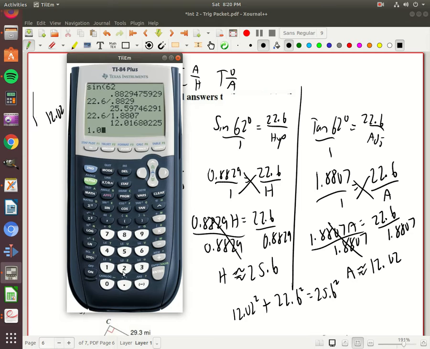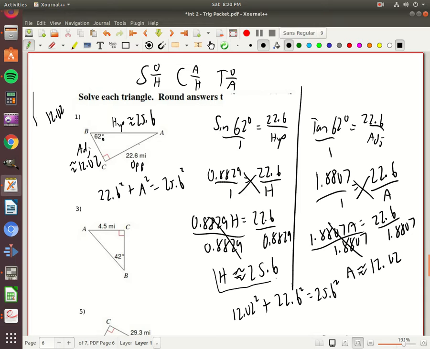12.02 squared plus 22.6 squared gives us 655.24. That should be pretty close to 25.6 squared. So hopefully we get something really close to 655. There you go. You can see how close that was. So we did confirm our side lengths using the Pythagorean theorem.